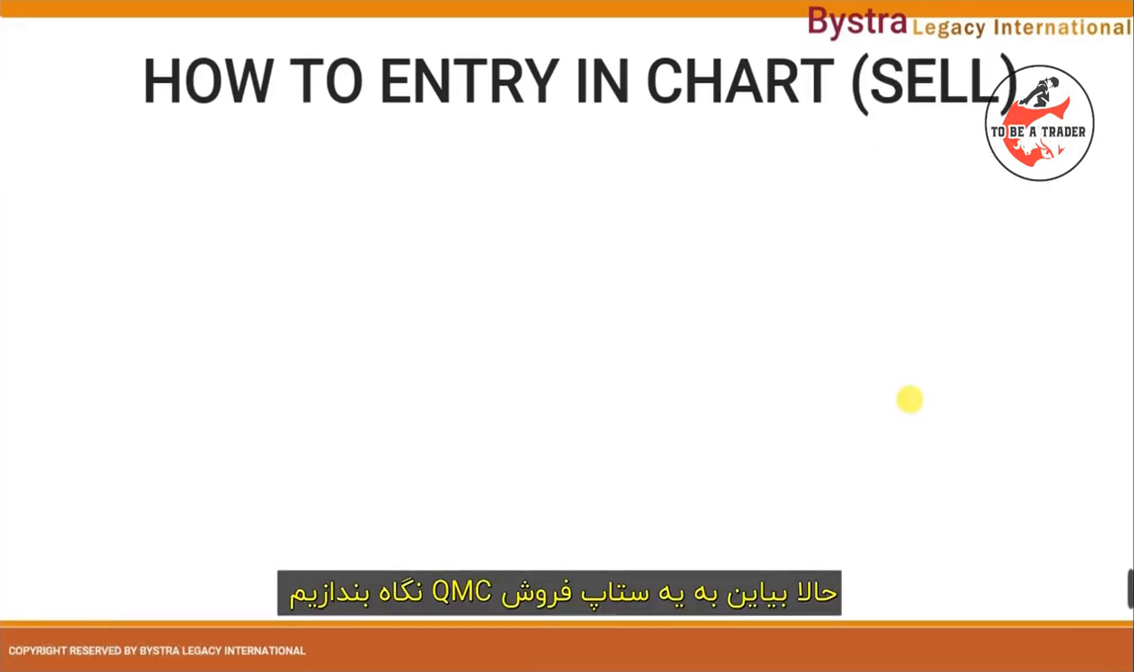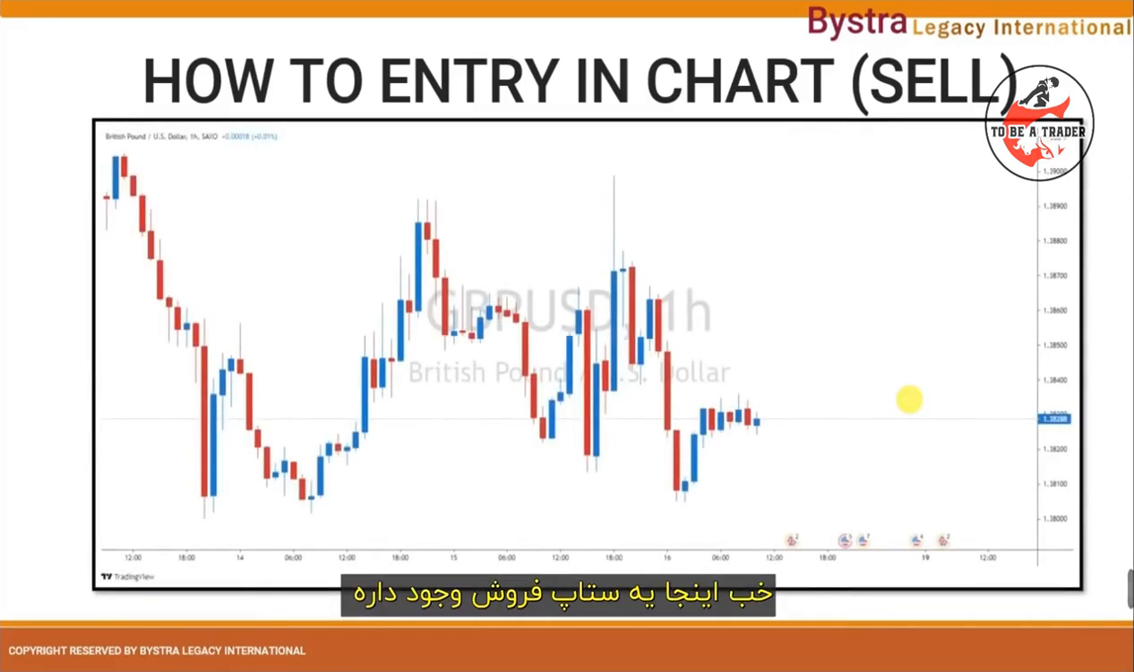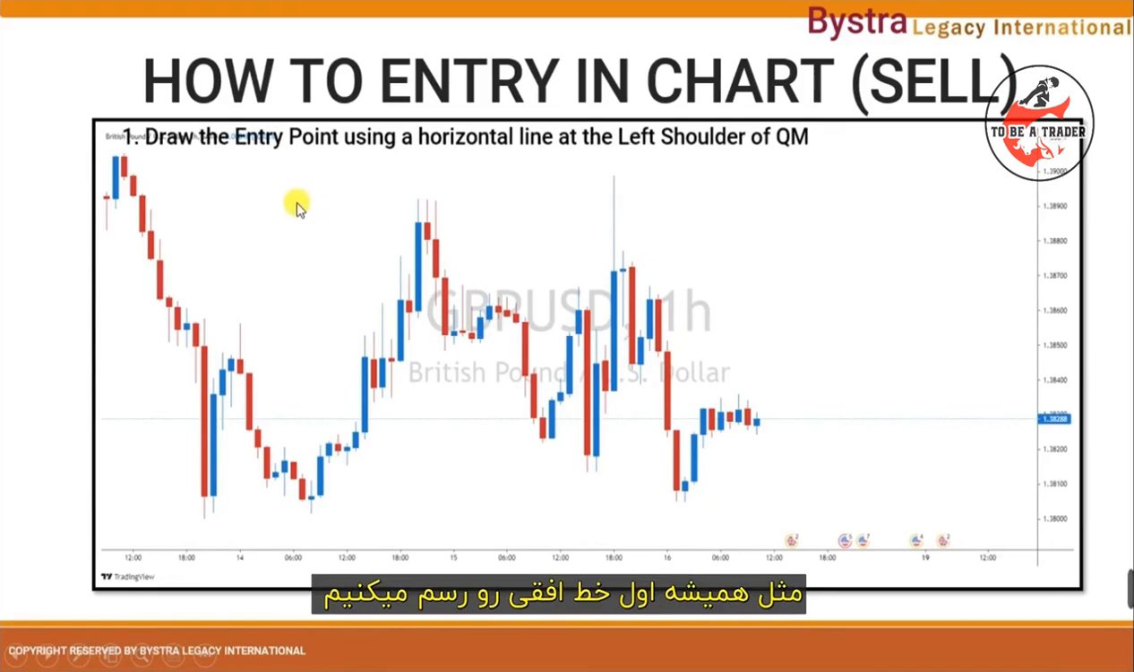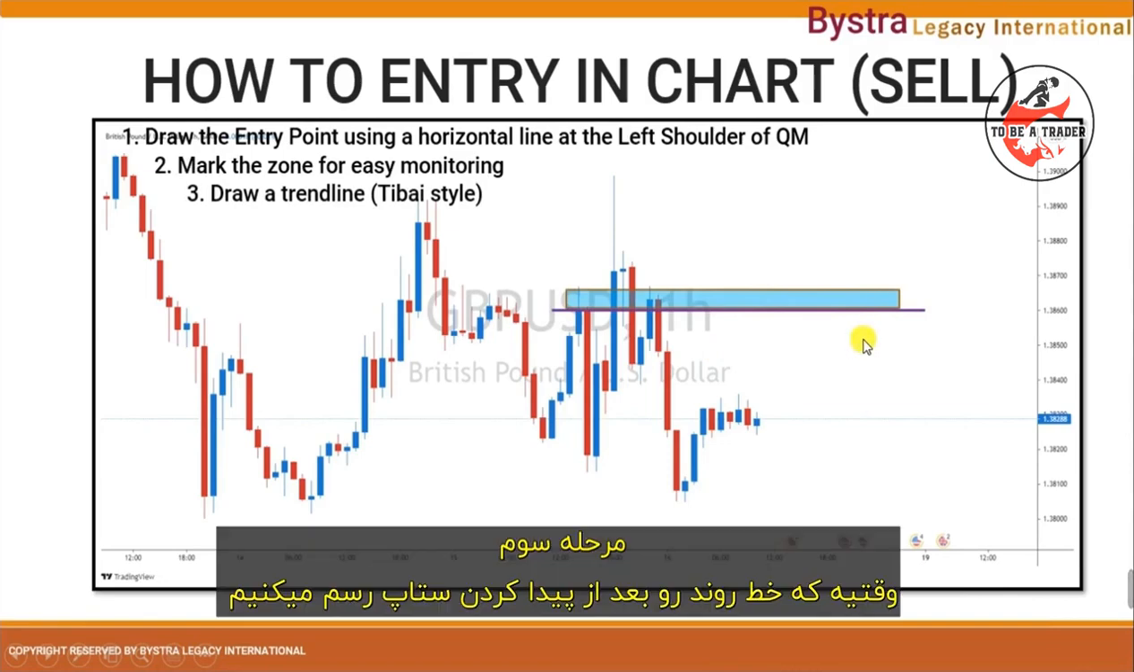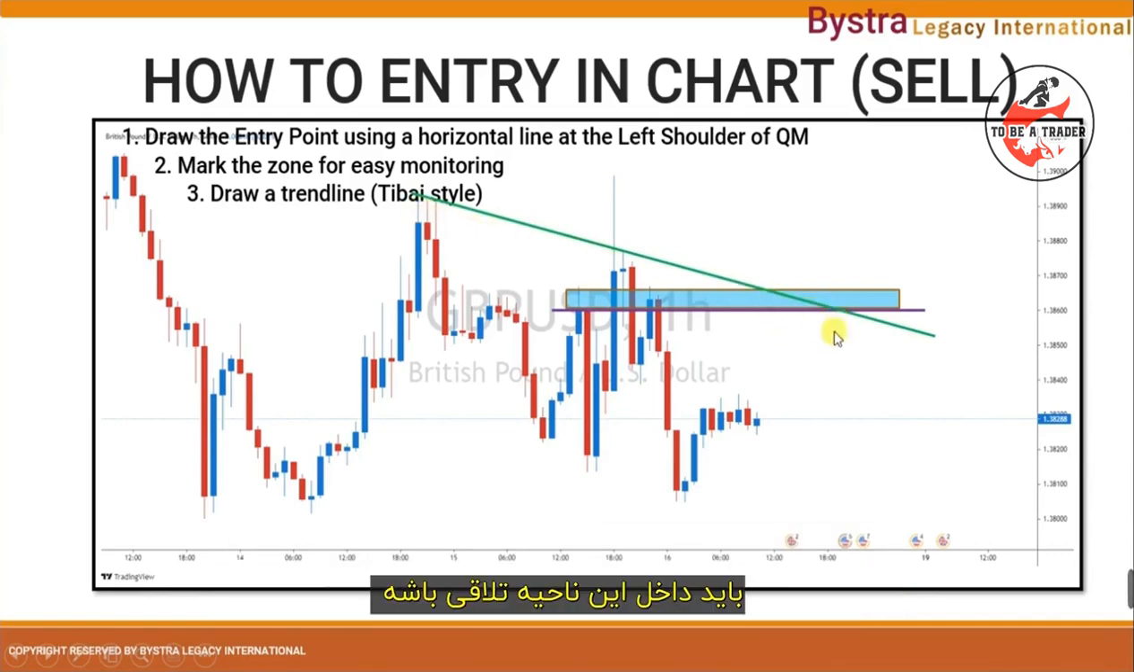Next, let's have a look at the sell setup for QMC. So here there is one sell setup QMC. As we can see clearly, there is a high, low, higher high, lower low. Price hasn't come back to this area, so let's mark it first. First, as usual, we mark the horizontal line. Secondly, we mark the zone for easy monitoring when price comes back to this entry point area. Third is the only time that we draw the trend line, after we have found the setup. It must be within this confluence around this area here.